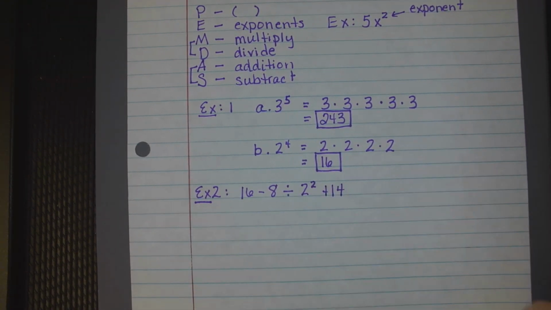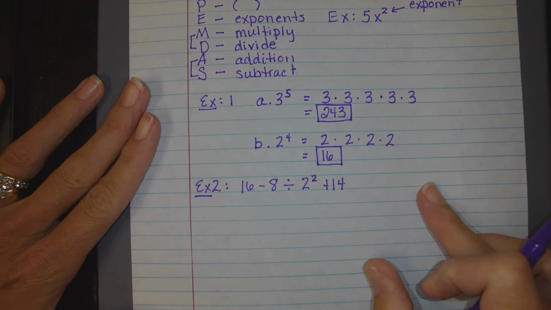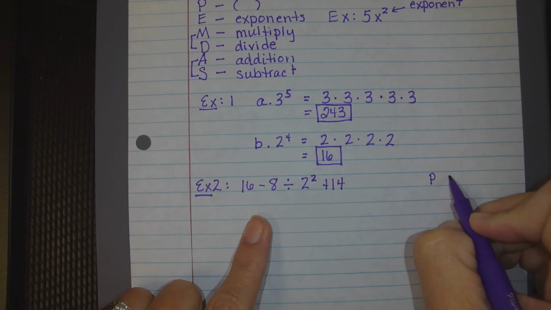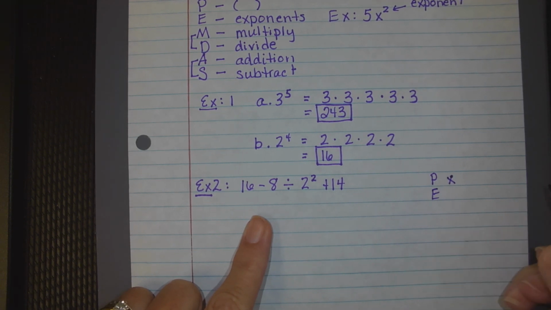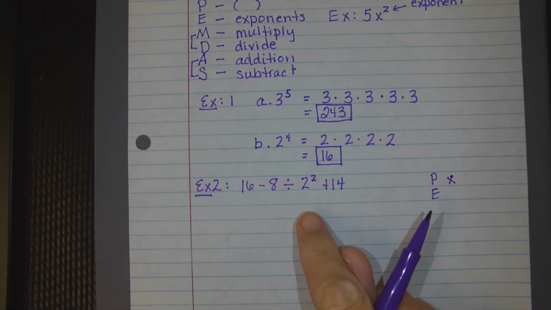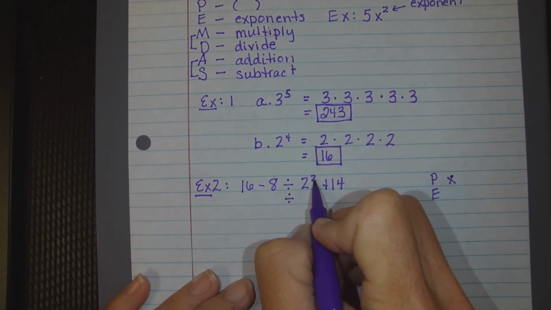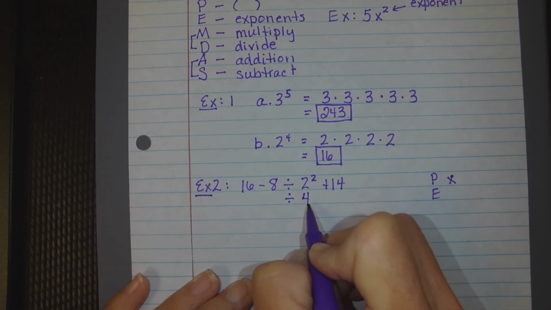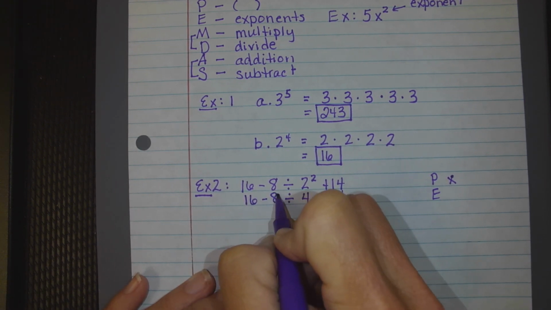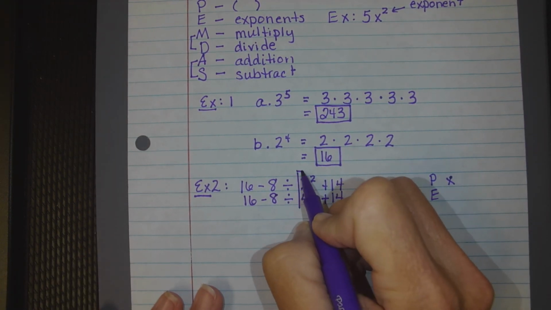Okay, here is example 2. All right, so order of operations. Do I have any parentheses? No. Do I have any exponents? Yes. So what you need to do is you need to do the exponent. 2 squared is 2 times 2, which is simply 4. So what I'm going to do is I am simply going to keep writing everything and bring it down. So the only thing that changed was this right here.